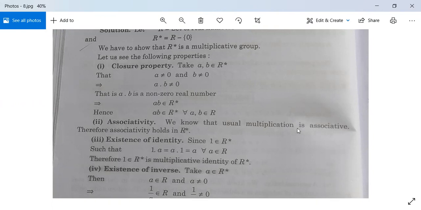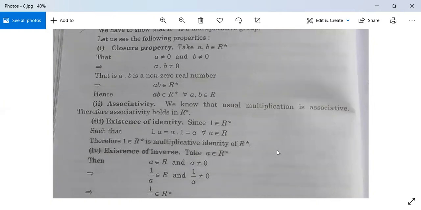Next, associativity. We know that usual multiplication is associative because (a into b) into c is equal to a into (b into c). Therefore, associativity holds in R star. Third, existence of identity. Since 1 belongs to R star, such that 1 into a is equal to a into 1, which is a, for all a in R star. Therefore, 1 in R star is the multiplicative identity of R star.